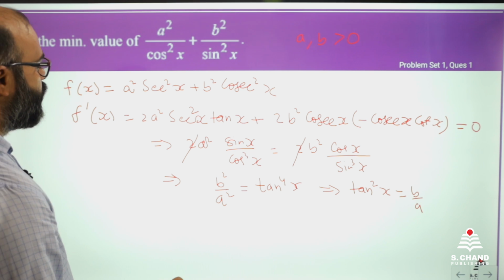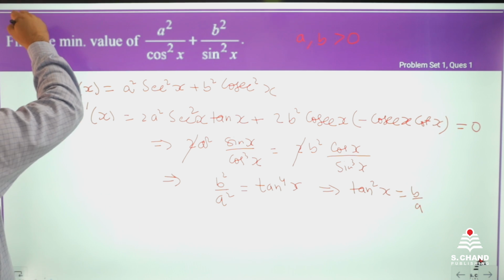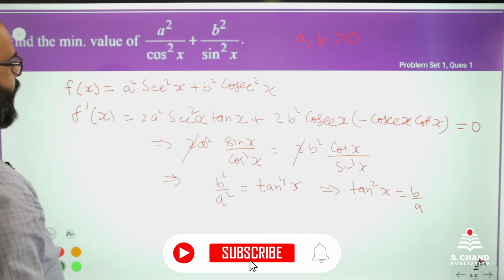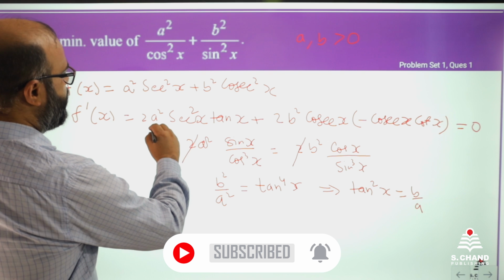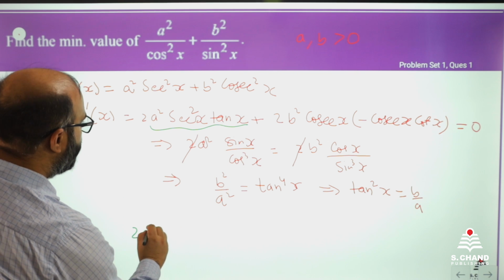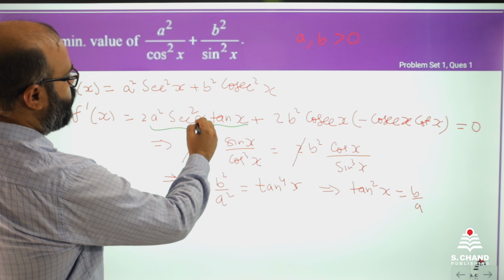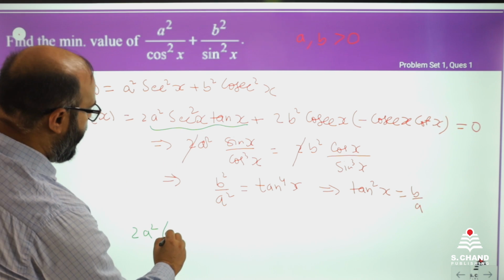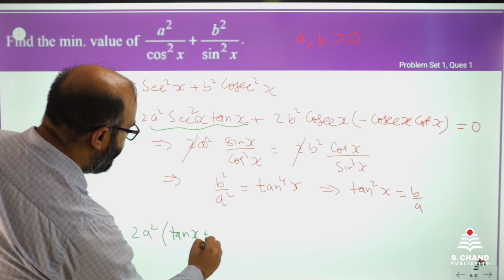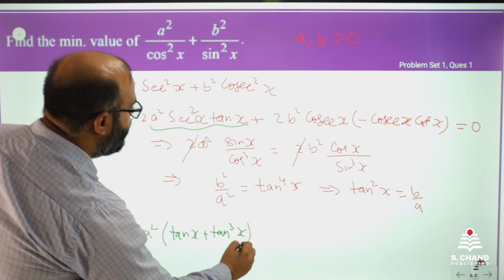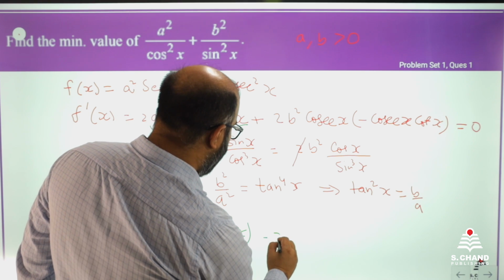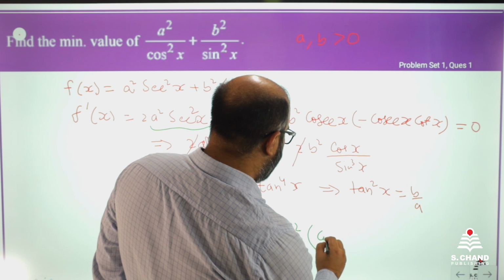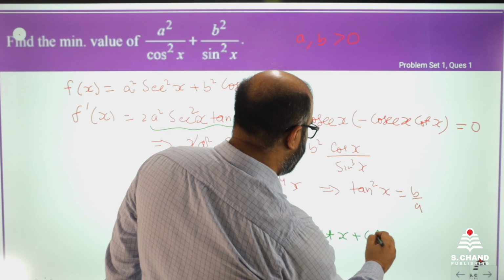So at this moment, is it a minima or maxima? This we have to confirm. So how do we confirm? Let us apply the first derivative test here. So if we apply the first derivative test, what will happen? This is 2a square and this is sec square x, which can be written as 1 plus tan square x. So this will become tan x plus tan cube x. And another term is 2b square with a minus sign here. Cosec square x is 1 plus cot square x. So cot x plus cot cube x.